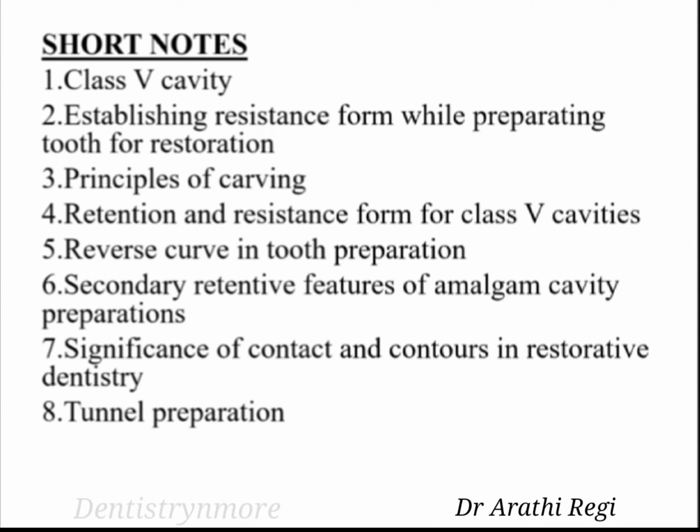And the short notes include: first one is class 5 cavity, next establishing resistance form while preparing tooth for restoration. Third one is principles of carving. Fourth, retention and resistance form for class 5 cavities. Fifth, reverse curve in tooth preparation. Sixth, secondary retentive features of amalgam cavity preparation. Seventh, significance of contacts and contours in restorative dentistry. And last one is tunnel preparation.